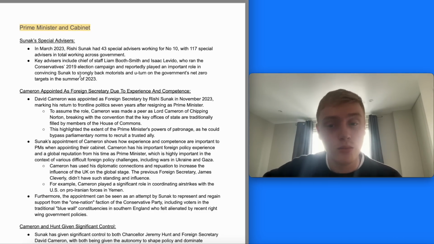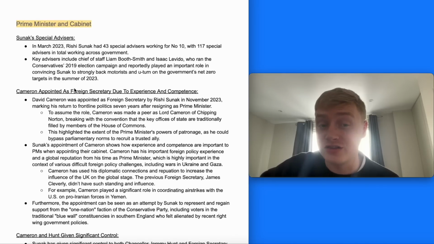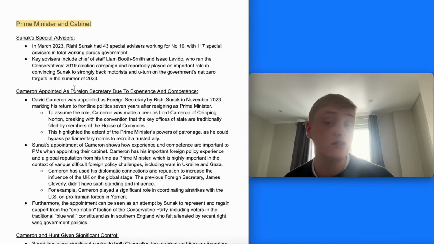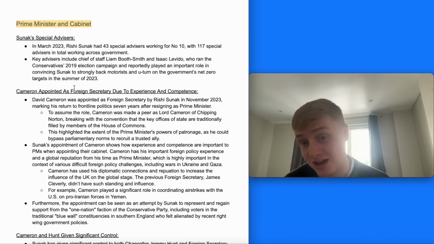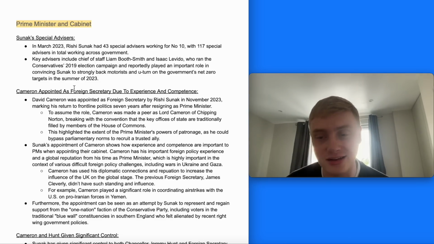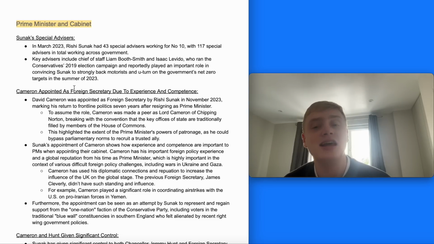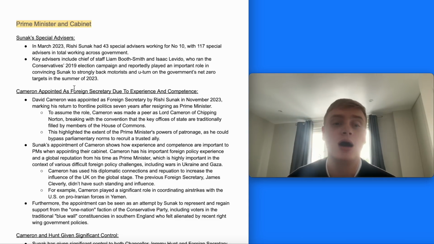Okay, the next key example we're going to have a look at is David Cameron's appointment as Foreign Secretary. You can use this for a wide range of things. So you can use it in UK politics in relation to a democratic deficit, because he was appointed as a Lord to a really important government position, and made a Lord to do so by Rishi Sunak. You can use that in relation to the UK government and the Prime Minister's powers of patronage. The fact he was able to make him a Lord shows the extent of the Prime Minister's power of patronage. And you can also use it in relation to the reasons why ministers are selected, which we're going to have a look at here.